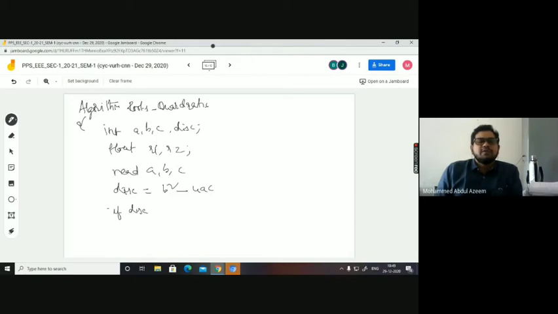Fine. If discriminant is less than 0, what do you say? Print roots are imaginary, right? Okay. Then if disc is, let us say, equal to 0, what do you print? Roots are real and equal.